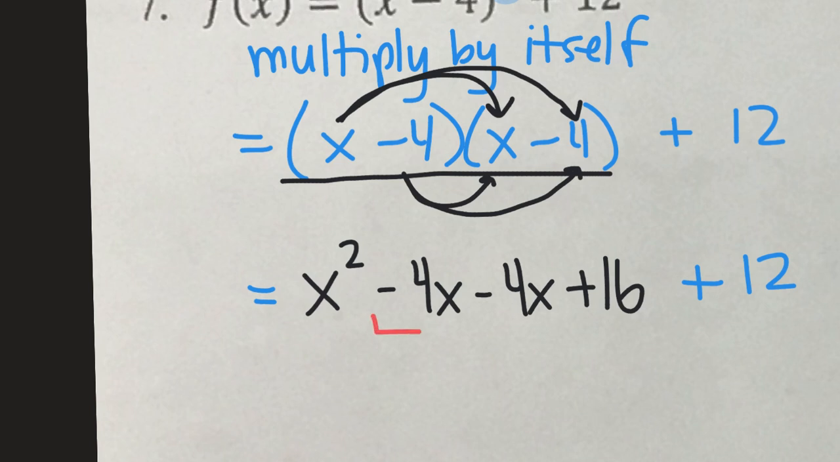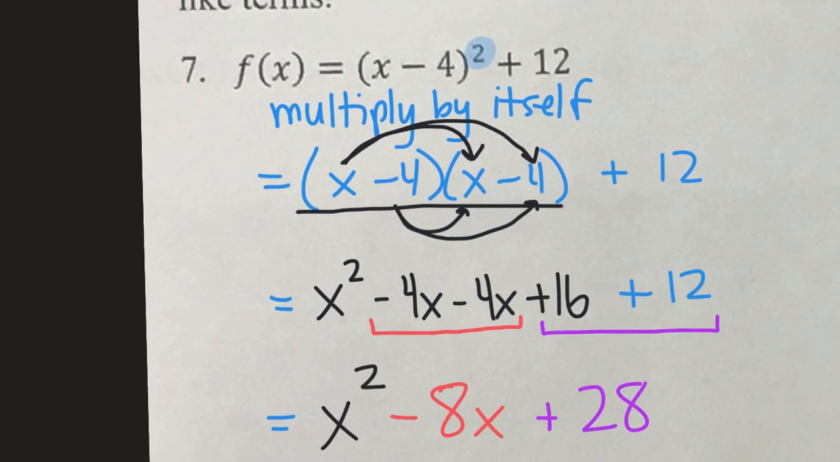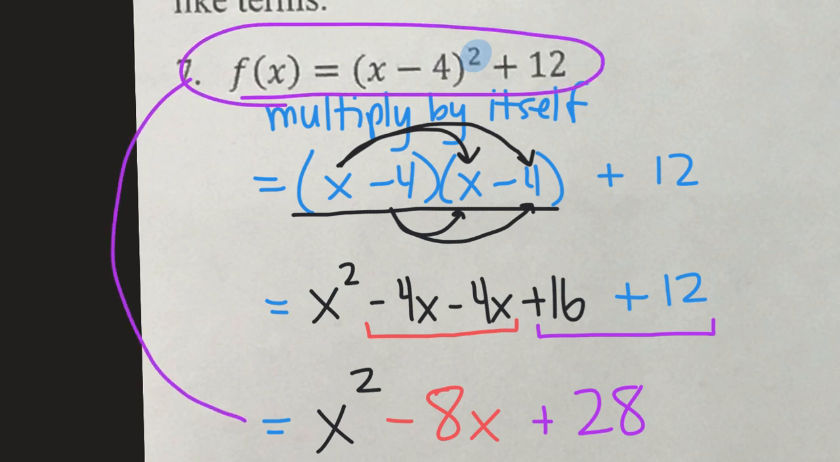So now it comes down to combining like terms. We have a couple of x terms that we're going to combine, as well as a couple of number terms. We have +16 and +12. So our last step to all of these problems is to combine our like terms. So we have x squared, minus 4x and minus 4x is minus 8x. And we have 16 plus 12 is plus 28. So this vertex form would convert to this equation in standard form.